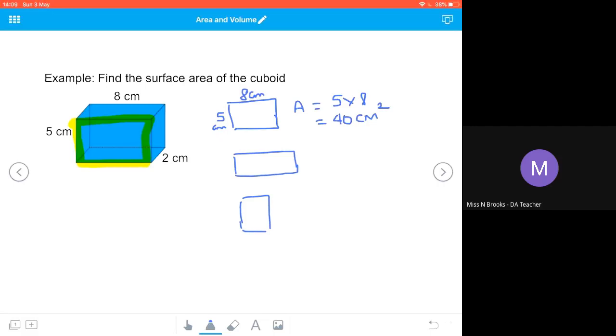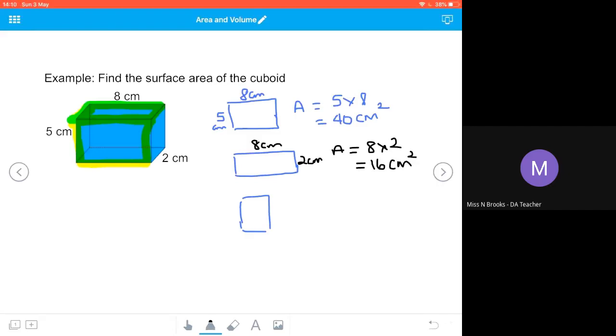Now, I want to have a look at the top and the bottom. So let's use a different color highlighter. So the top and the bottom is this dimensions here. So you can see that the top has a length of 8 centimeters and the other dimension is 2 centimeters. So the area of that particular shape is 8 times 2 equals 16 squared centimeters.